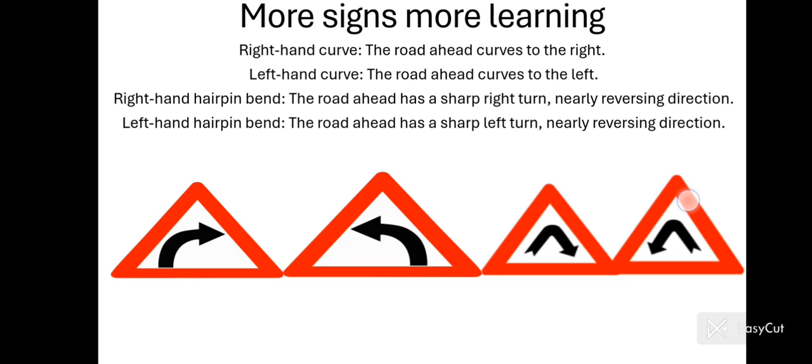And about the left hand curve. This tells us to take a left direction. About a right hand hairpin bend: this tells us to take a sharp right, nearly reversing direction. For example, like U-turns. This is about the right hand hairpin bend. And same goes for this. This is a left hairpin bend. It asks us to take a sharp left turn.